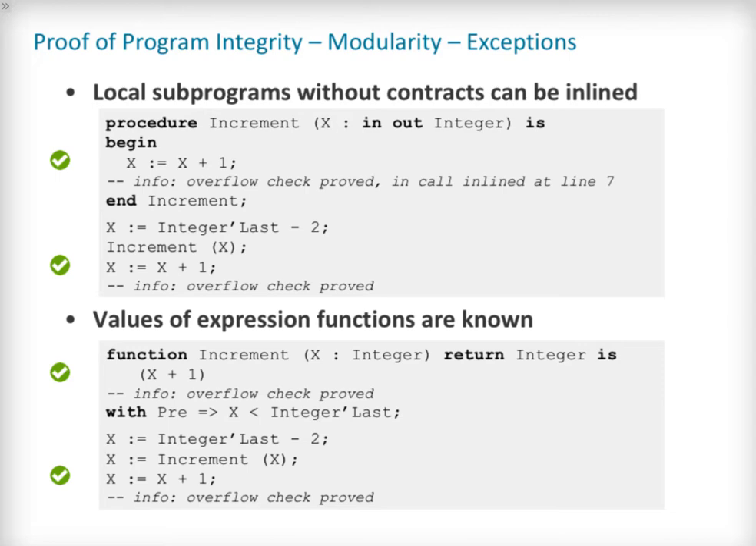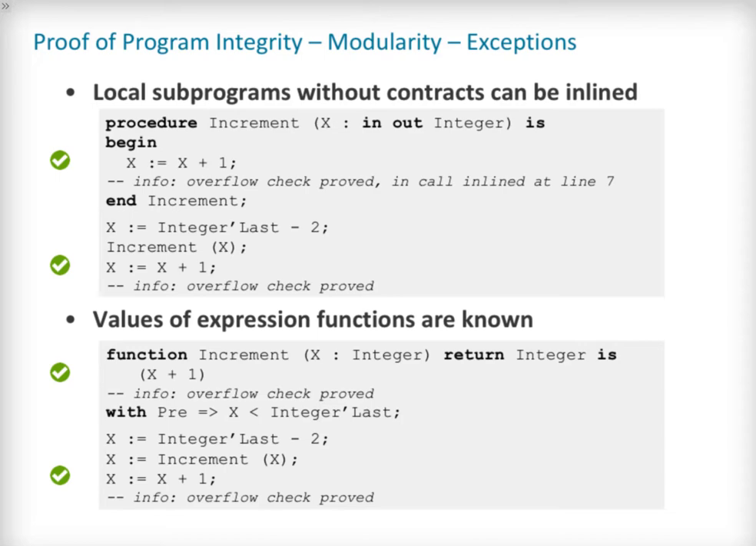There are two cases where modularity is not enforced by GNATprove. First, local subprograms without contracts can be inlined if they are simple enough and they should not be recursive or have multiple return points. If we remove the contract from increment in our example shown here, then it fits the criteria for inlining. GNATprove sees the call to increment exactly as if the increment on x was done directly. Therefore, it can verify successfully that no overflow may occur on either of the subsequent additions.